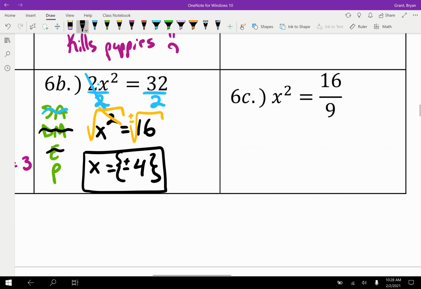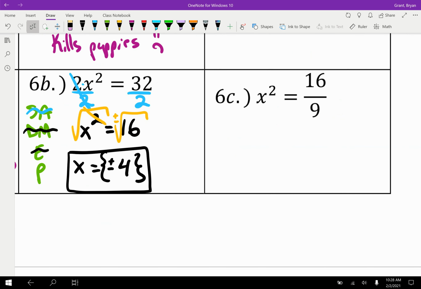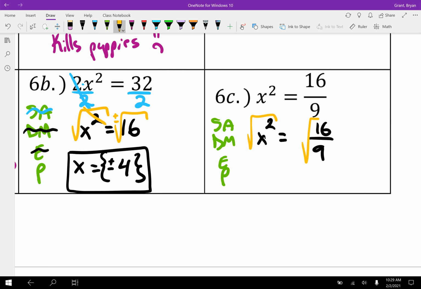All right, let's continue. 6c. Again, working through SADMAP here. We need to, I think, isolate x, and the only thing that's attached to x right now is a square. That's easy. We just need to undo a square by, oh, you guessed it, introducing or writing in a square root. These cancel, and it leaves us with x equals, wait, how do we do the square root of a fraction? Do I need to turn that into a decimal?